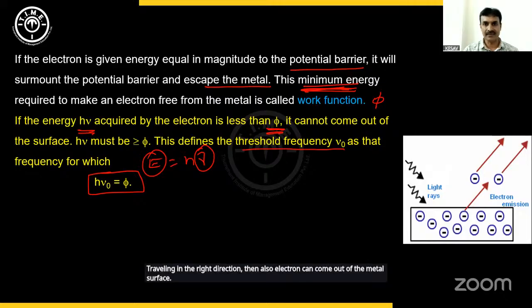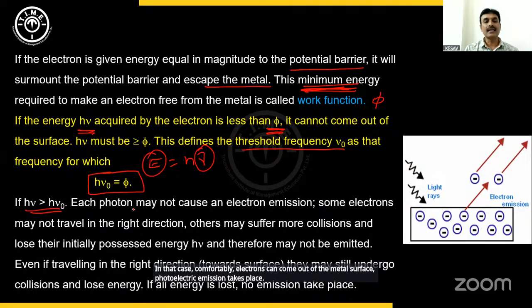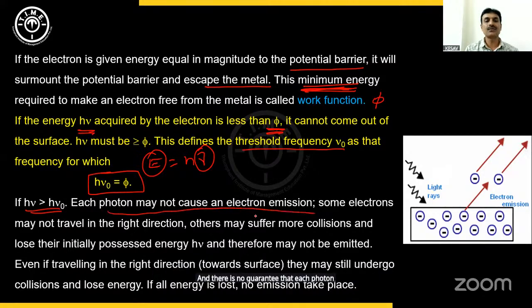Hope that is clear. Yes. What if hν is more than hν₀? In that case, electrons can comfortably come out of the metal surface and photoelectric emission takes place, but there is no guarantee that each photon is going to cause photoelectron emission. Some electrons may not travel in the right direction.